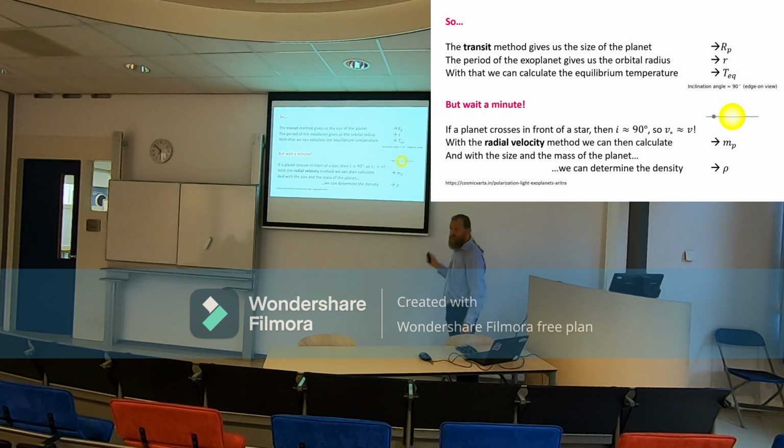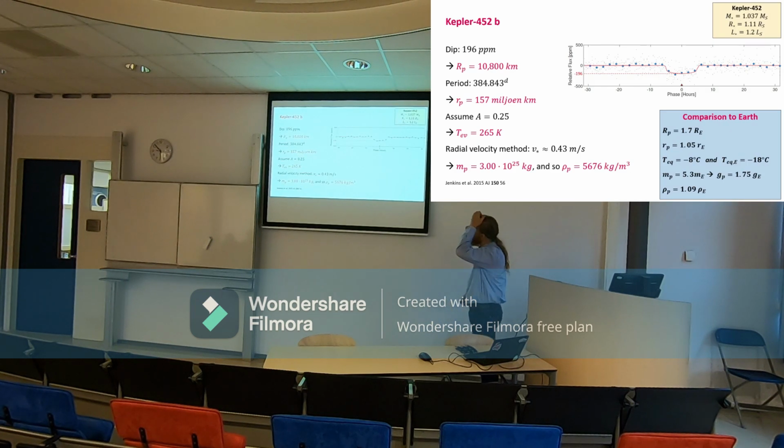So if we know the actual mass of the planet, not just the lower limit, but the actual mass, and we know the size of the planet, we can determine the density. And that tells us something about the composition of the planet. So let's go to a planet.